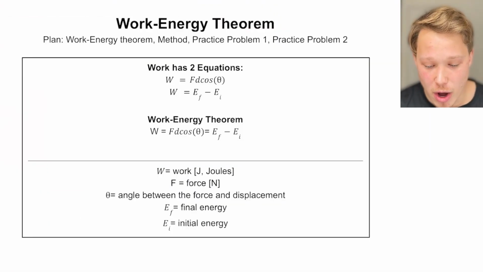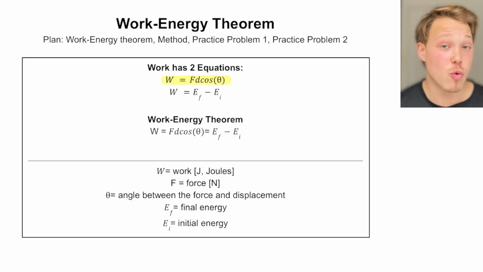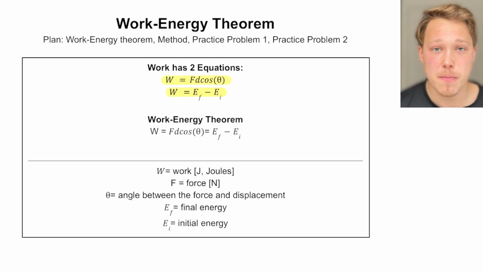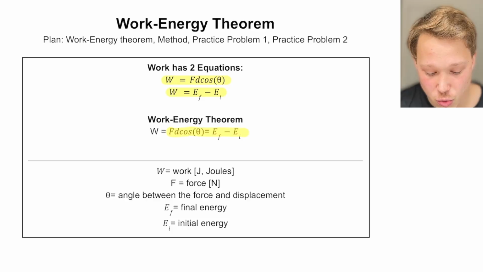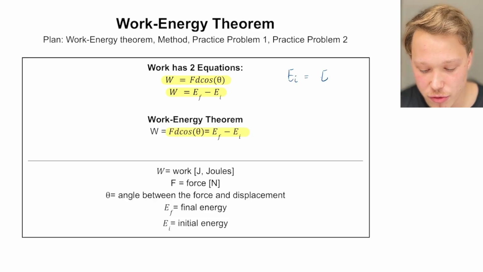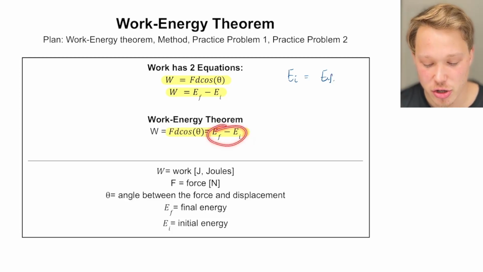So we learned one of the equations for work, that work is equal to force times displacement times the cosine of the angle between them. However, work has a second equation. Work is also equal to change in energy, so the final energy minus the initial energy. Since it has 2 equations, we can combine them into one and say that this is equal to this. Now, what does this mean conceptually? Because in the previous video, we discussed energy conservation. We said that initial energy is always equal to the final energy. And now I'm saying that basically you can change your energies.